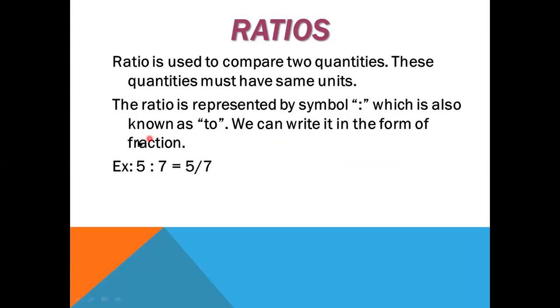We can write it in the form of a fraction. So 5 is to 7, this we can write as 5 by 7. So this is the ratio form, 5 is to 7.